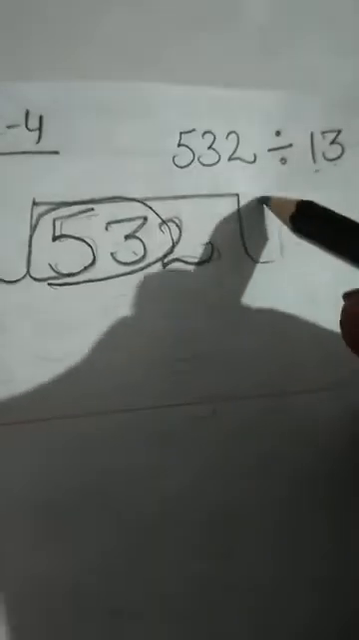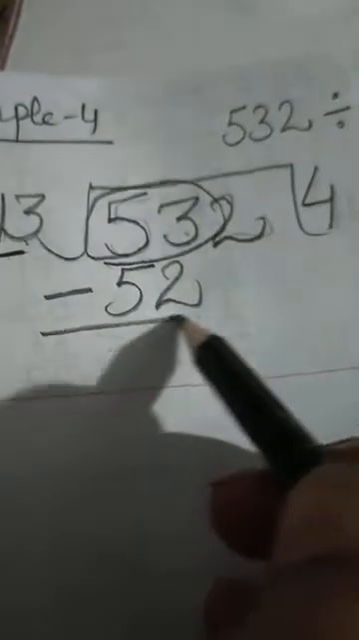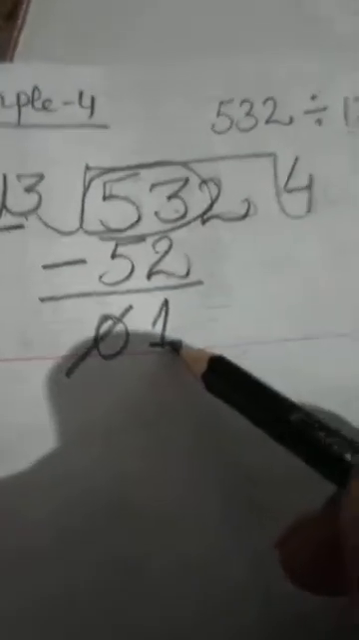Now we have to do multiplication. 13 zeros the 0, 13 ones the 13, 13 twos the 26, 13 threes the 39, 13 fours the 52. Now we will multiply: 13 fours the 52. The next step is of subtraction. 3 minus 2, 1; 5 minus 5, 0. This 0 we will ignore, we have only 1.